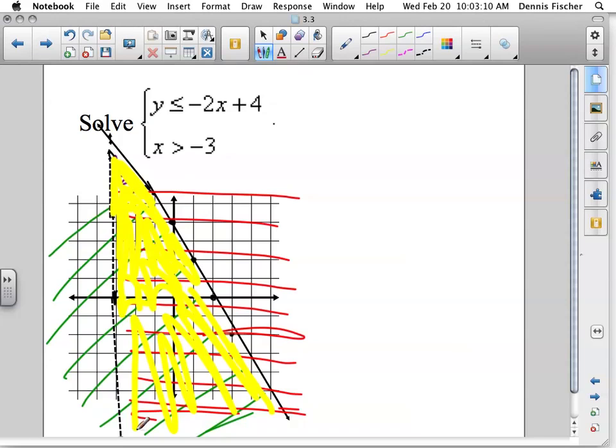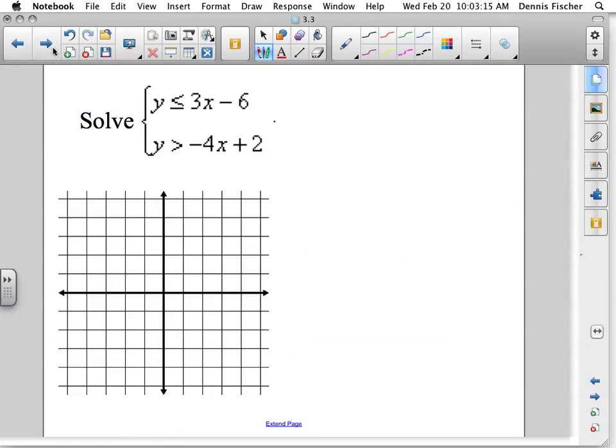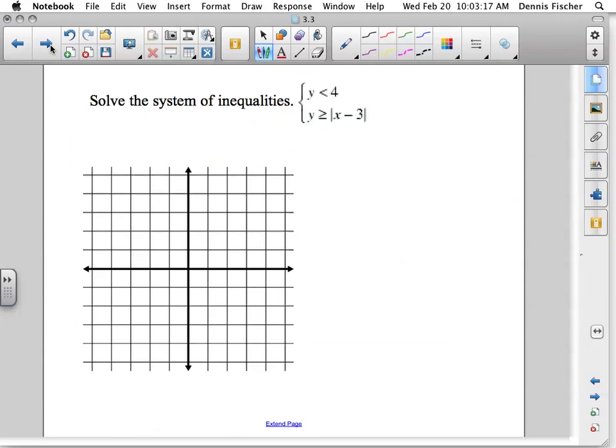That makes sense? Yep. Okay, so what I want you to do now is this one. I'm going to move ahead a little bit here. That one right there. I'm going to reset the thing here. So I want you to try that one next. Graph it out. A little different again.